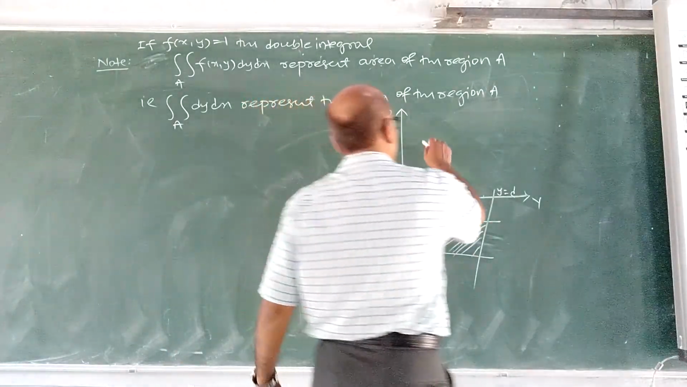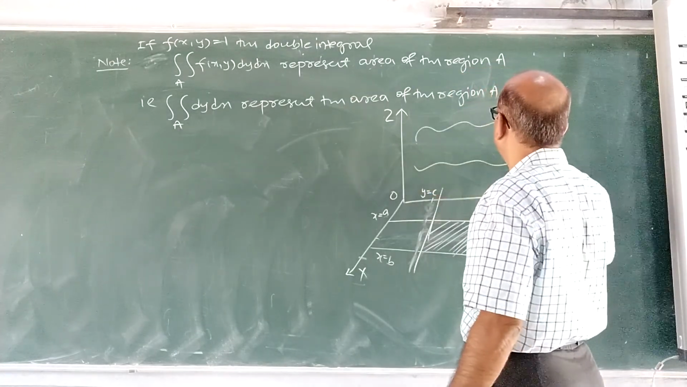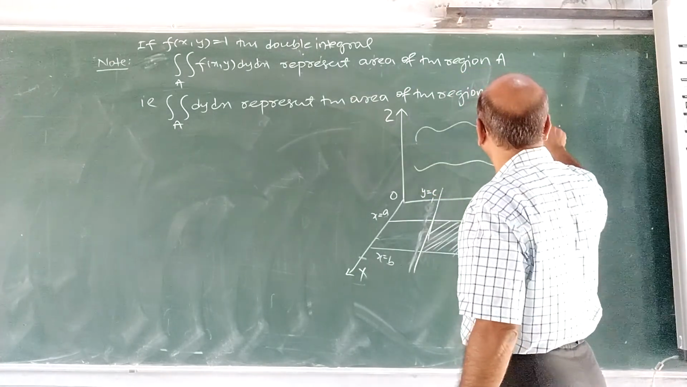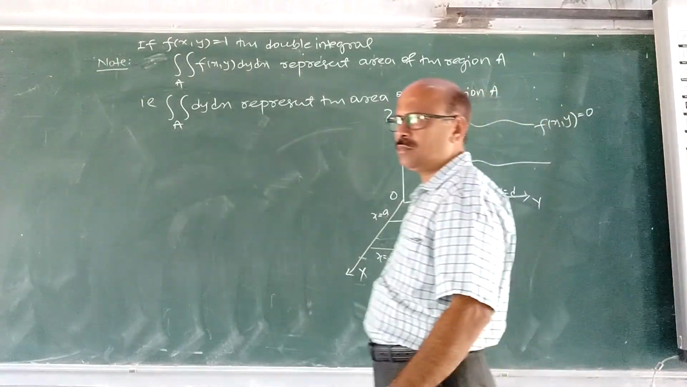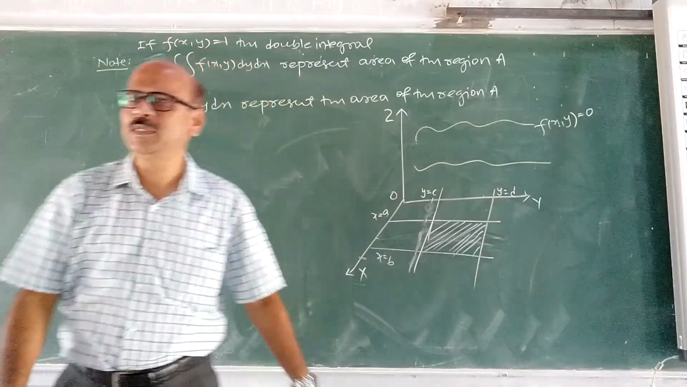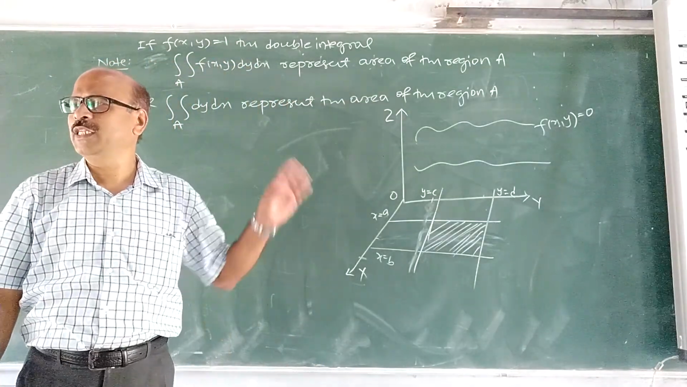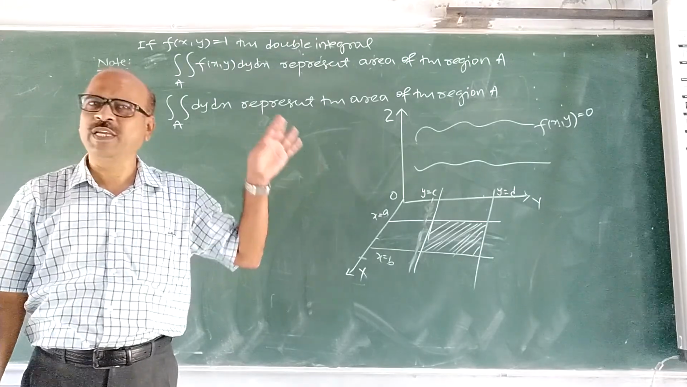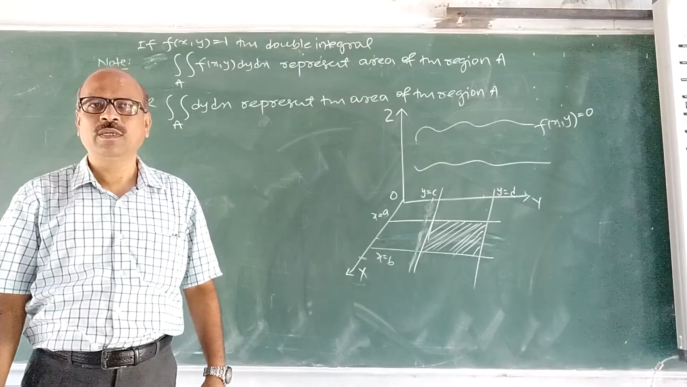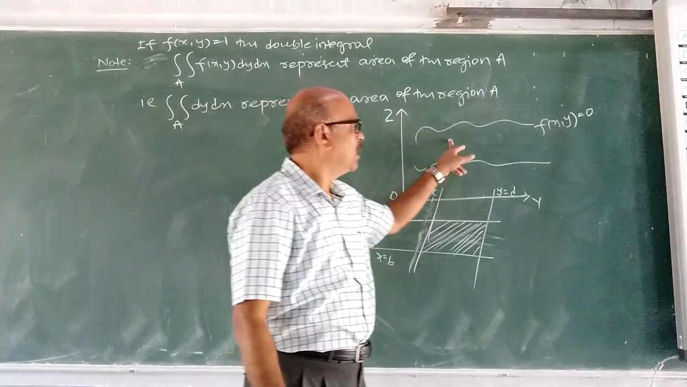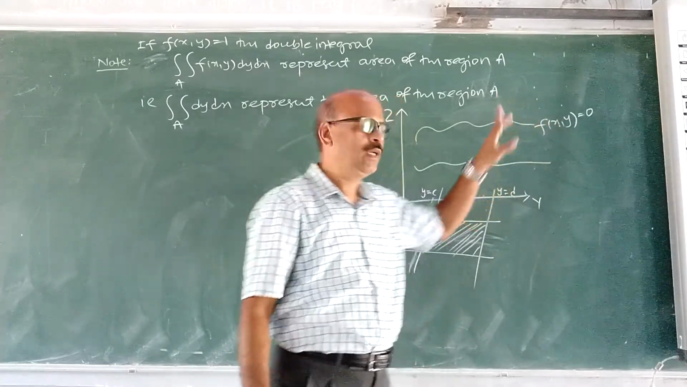Now, suppose f of xy is a surface. It is like this. f of xy is some surface. What do you mean by surface? You have studied standard surfaces. Cone is a surface, and sphere is also a surface, or cylinder is a surface. Suppose this is a surface whose equation is given by f of xy is equal to 0.